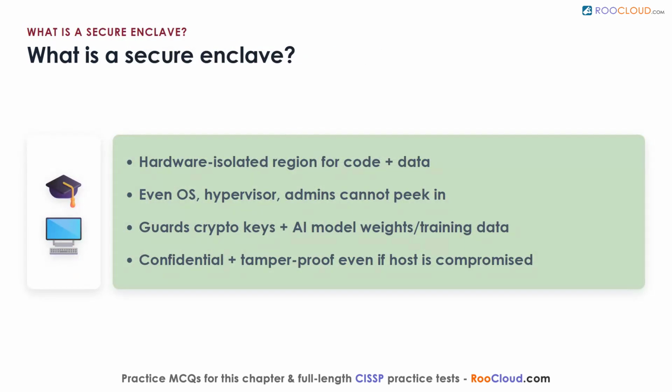What is a secure enclave? A secure enclave is a hardware-protected region that isolates code and data so completely that even the operating system, the hypervisor, and other privileged processes cannot peek inside. That extreme isolation makes it ideal for guarding the crown jewels, like cryptographic keys and, increasingly, valuable artificial intelligence assets such as proprietary model weights and training data. By running sensitive workloads inside the enclave, you keep them confidential and tamper-proof, even if the surrounding system is compromised.